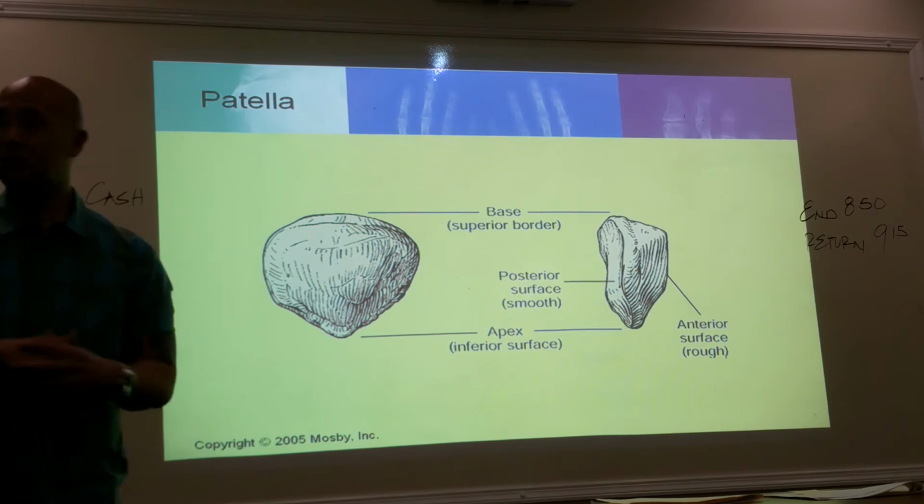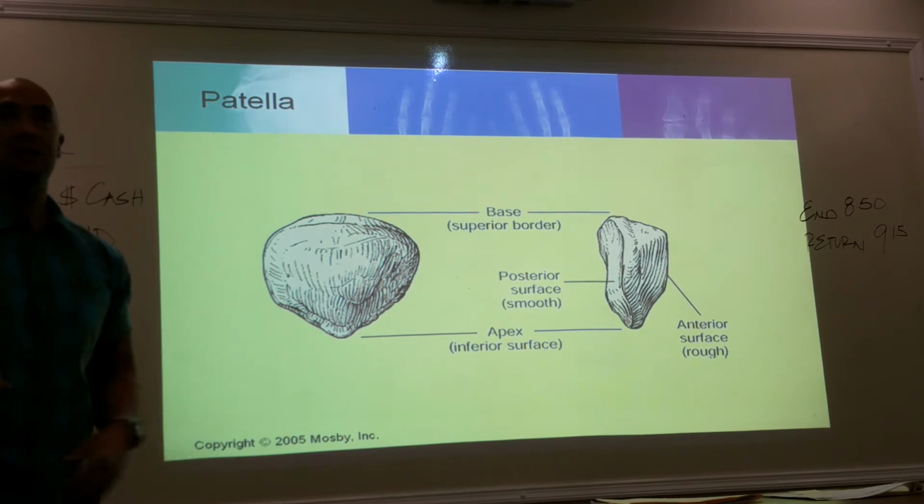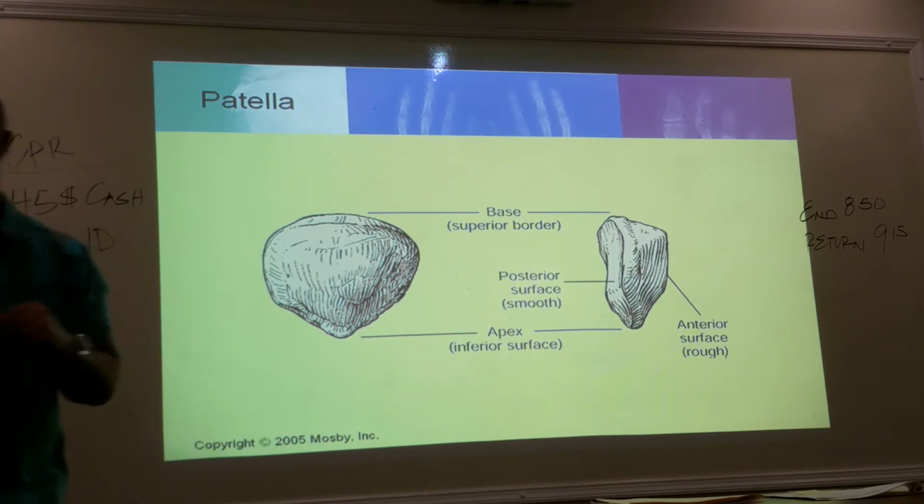All right, any questions so far? That's all we need to know about the patella. Base, apex. Anterior surface rough, posterior surface smooth.